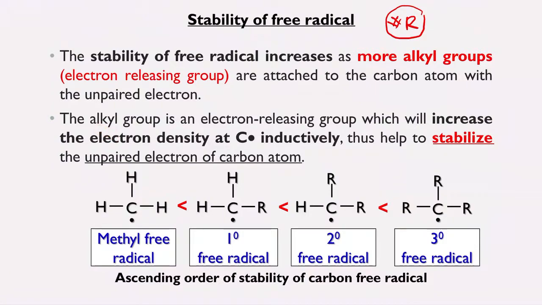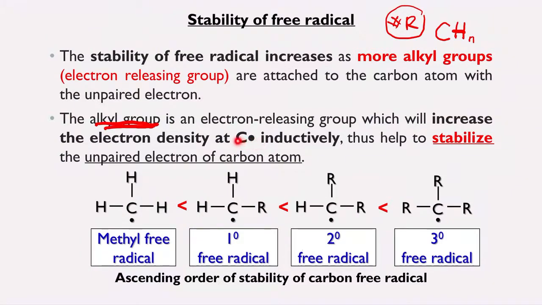So your alkyl group, the nature of alkyl group is that alkyl group tu macam mana? Hydrocarbon kan? Dia ada hydrogen dengan carbon lah. So basically dia tu electron releasing group. So that means that dia akan tolakkan electron density yang dia ada kepada awak punya carbon free radical.